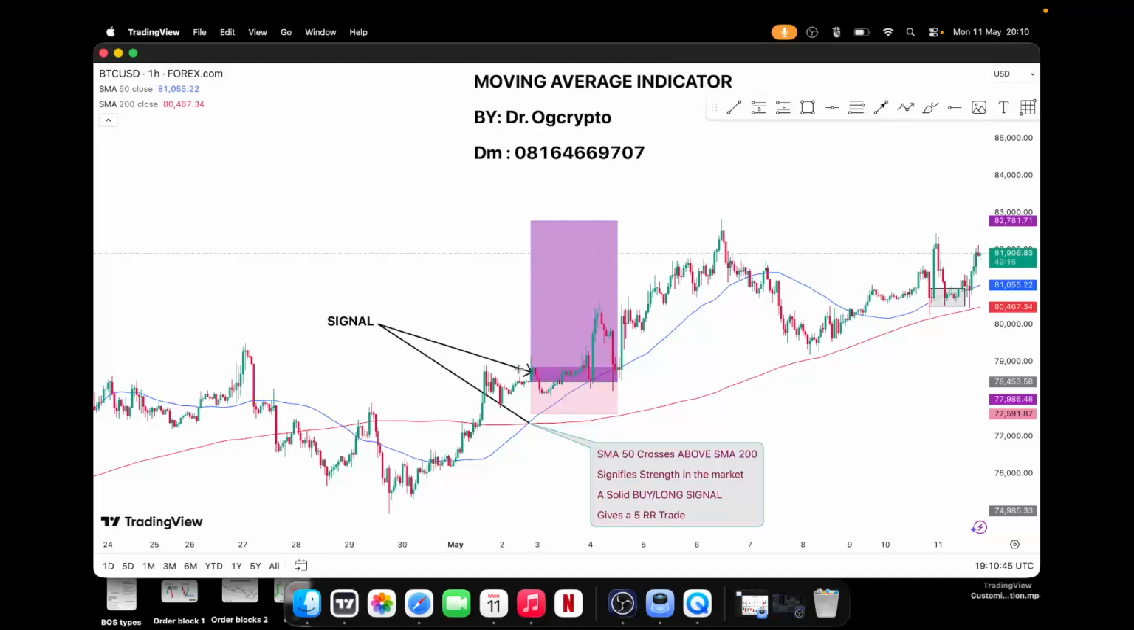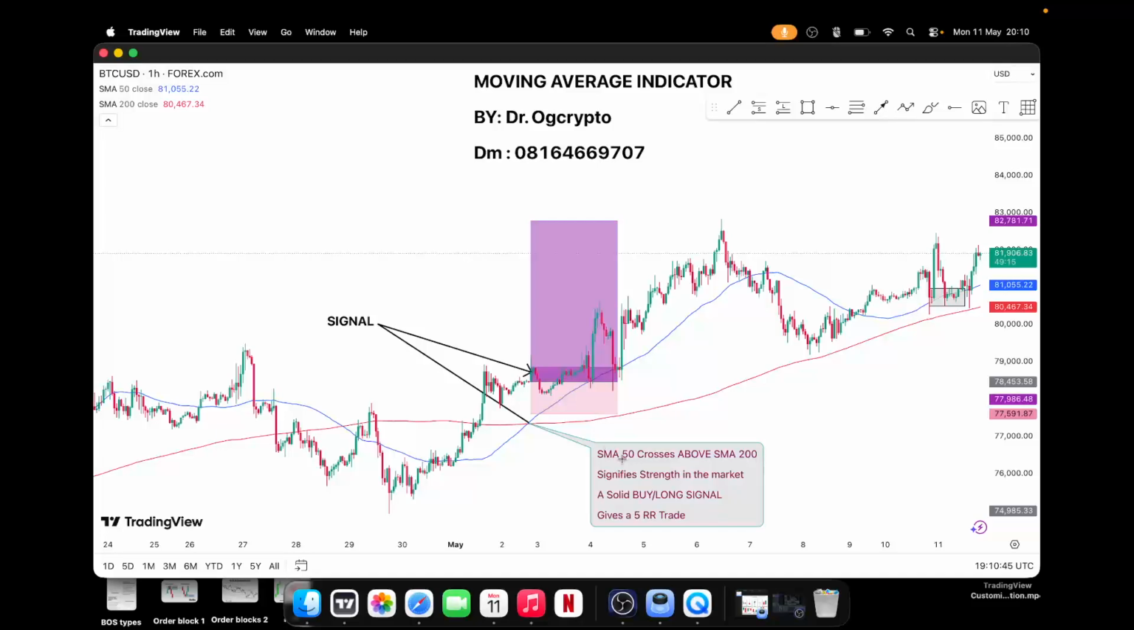You understand? And what happened? Though the market first retraced small, it later went up. See, now from that place that I bought, if I hold the trade up to this place, I will have made a 5 RR trade. So it's a 5 RR trade. So if I enter the trade with $1,000, I will have made $5,000 from this trade.